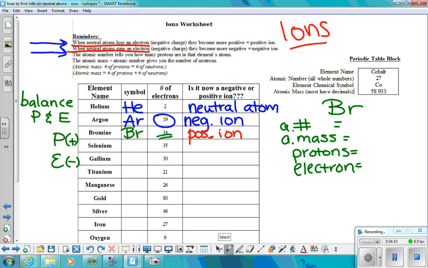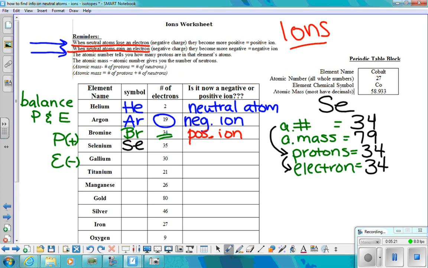So this time we're doing selenium. Selenium is Se. So on the periodic table, using that information, I'm going to find out the neutral atom information first. So the atomic number for selenium is 34. The atomic mass is 79, rounded to the nearest whole number. My number of protons comes from my atomic number, which is 34. My protons equal my electrons, also 34.